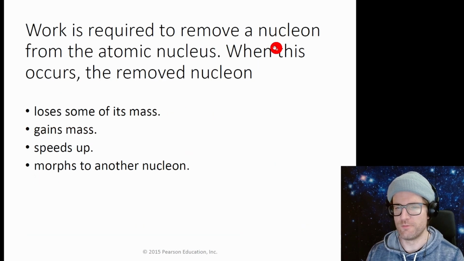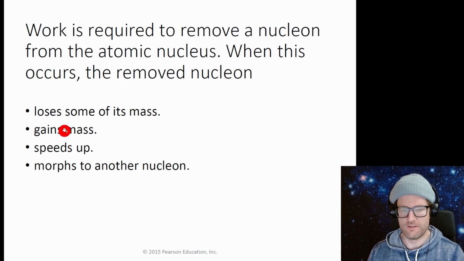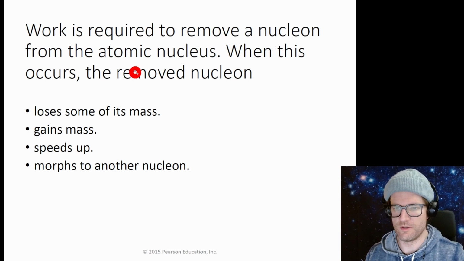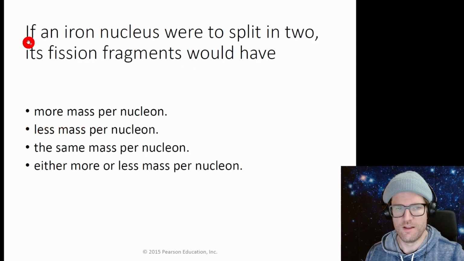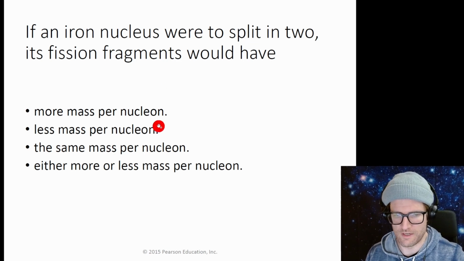Work is required to remove a nucleon from the atomic nucleus. When this occurs, the removed nucleon, well, when it's removed from the atomic nucleus, it's going to gain some mass. If an iron nucleus were to split in two, its fission fragments would have, well, if it splits in two, the fission fragments are going to have more mass because it takes energy to break up iron. So you have more mass per nucleon.